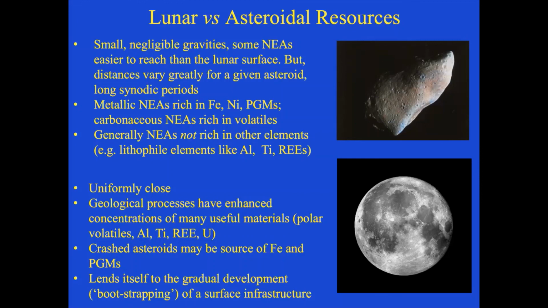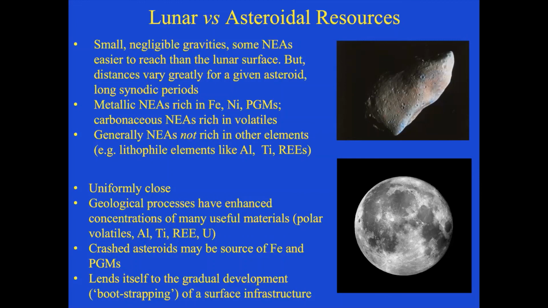On the other hand, if we turn to the moon, it is uniformly close to the Earth. It's always there. It's never going to go anywhere. Lunar geological processes have enhanced the concentrations of many potentially useful materials, so the polar volatiles, aluminium, titanium, rare earth elements, in different places on the moon. But in addition, the moon's own indigenous resources will be supplemented by crashed asteroids that may be sources of iron, nickel, carbonaceous material, platinum group metals, and so on.